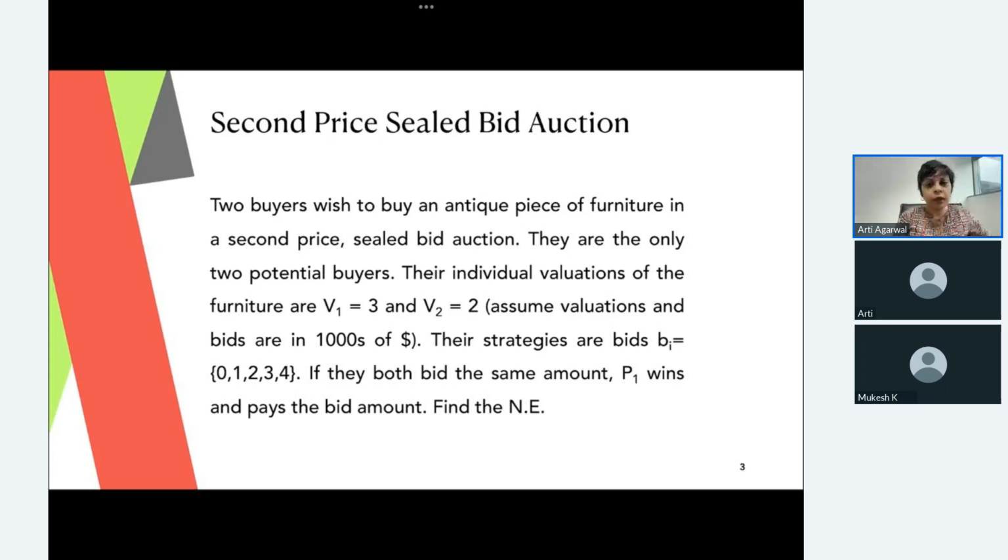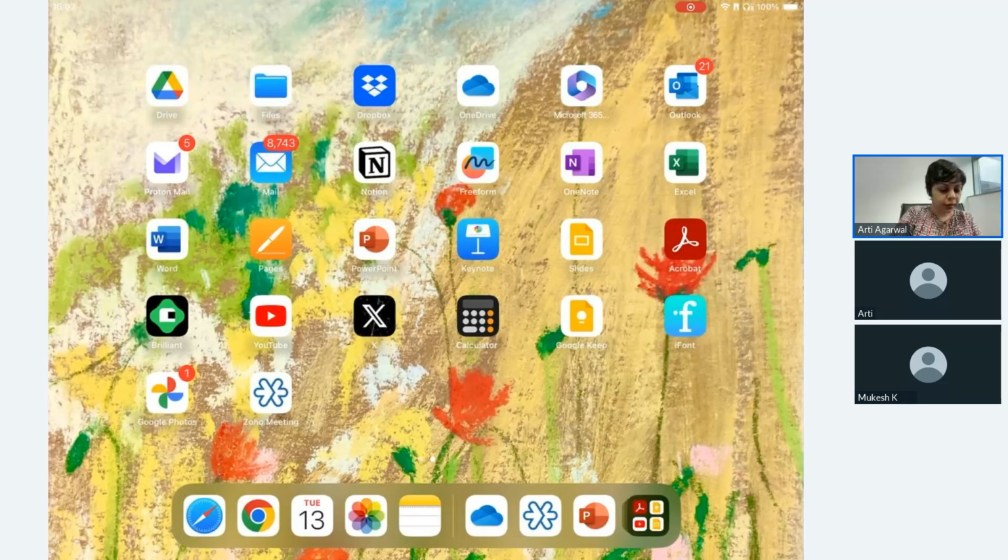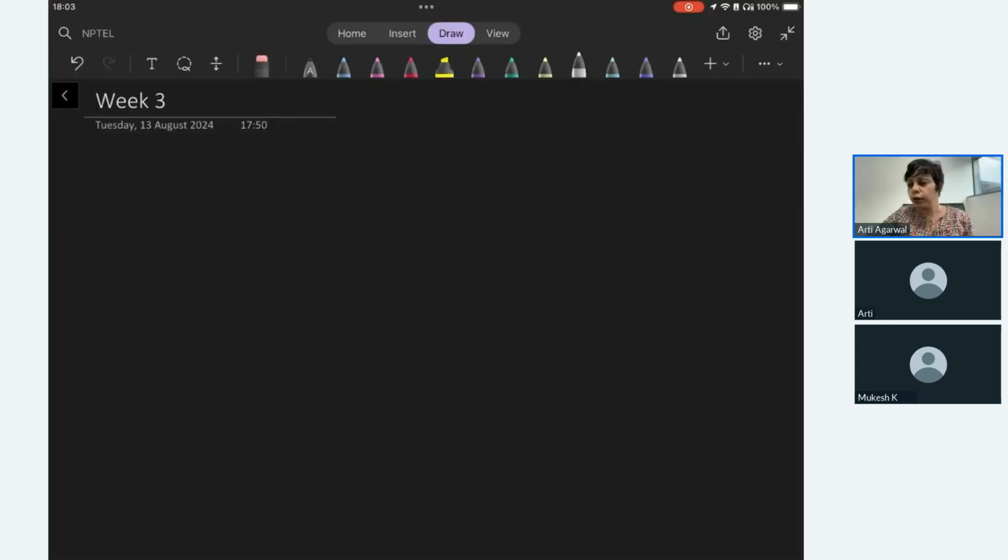Okay, so before we go to second price sealed bid auction, I'll come to this. This is a very important topic and we will give it due time today. But before that, I wanted to go over the example we took last time of tragedy of commons with n players, if you remember.